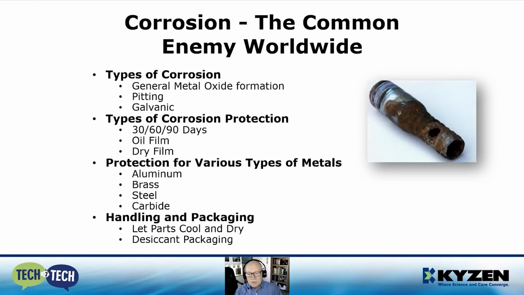The types of corrosion protection: when we sit down with a customer in an application, we always ask, how long do you need to protect the parts? And usually it's like 30, 60, or 90 days or even longer. And are the parts being placed on a ship and being sent to Asia somewhere? Do you want an oil film or a dry film? What are the different metals that you're trying to protect? And how are you packaging? How are you handling the parts before you put them in a crate or a box and send them out?